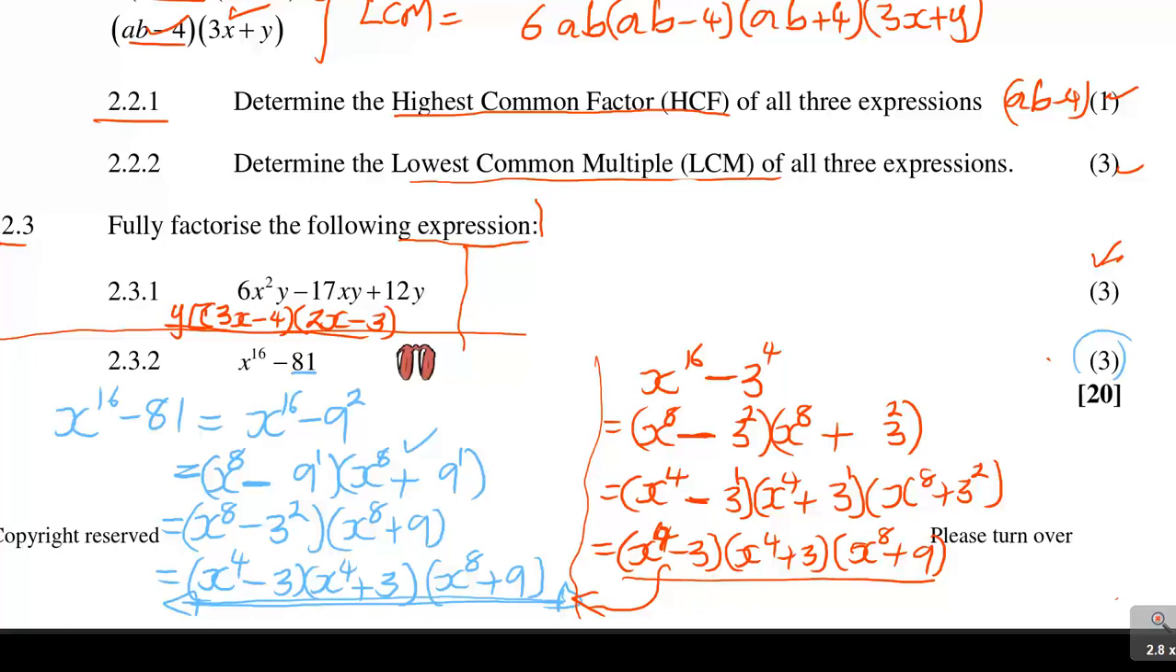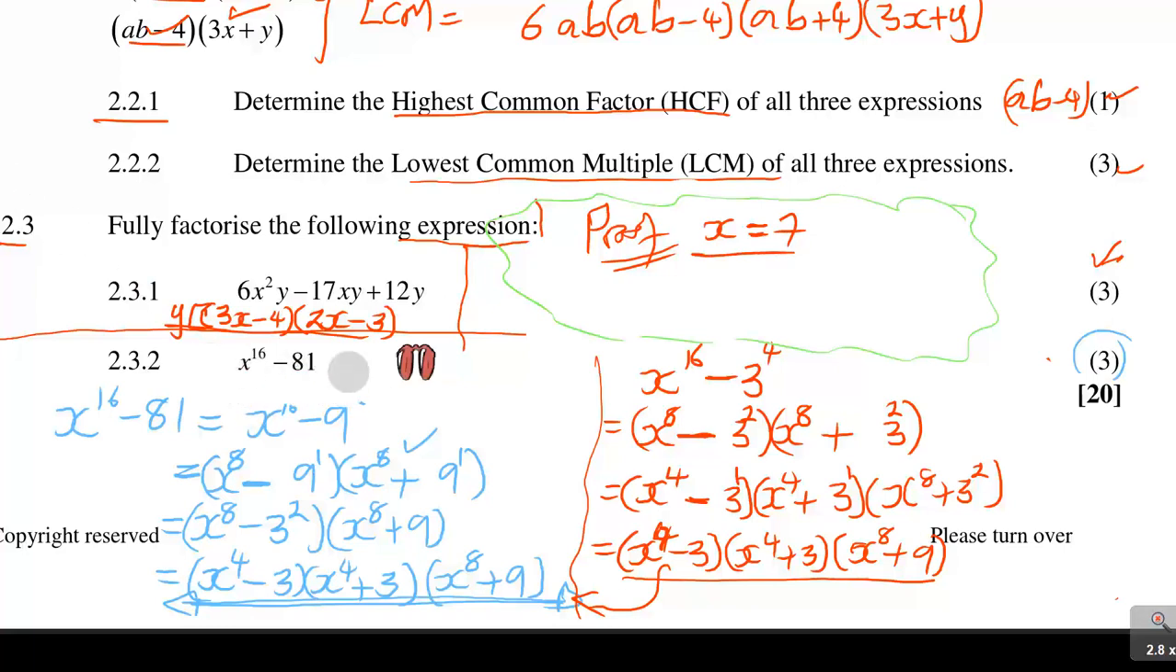There is a way that you can prove your answer, and one way of proving your answer, I would say proof, is what I usually tell students to say. What you can do, you can choose any number. You say, for example, let my x be equal to 7, just any number. Then with that number, you are going to substitute where there is x. Let me do that. For example, on this one it's x to the power of 16 in the original, so it will be 7 to the power of 16 minus 81.